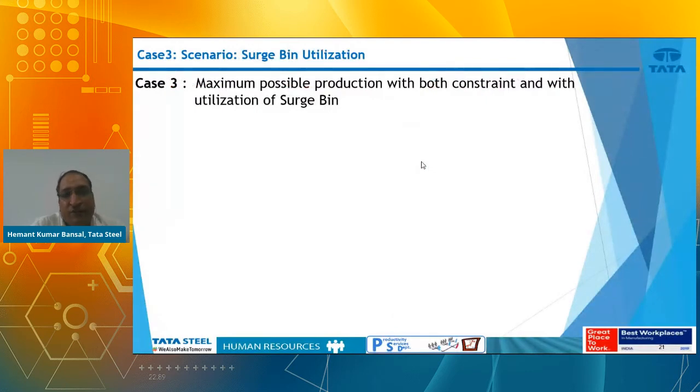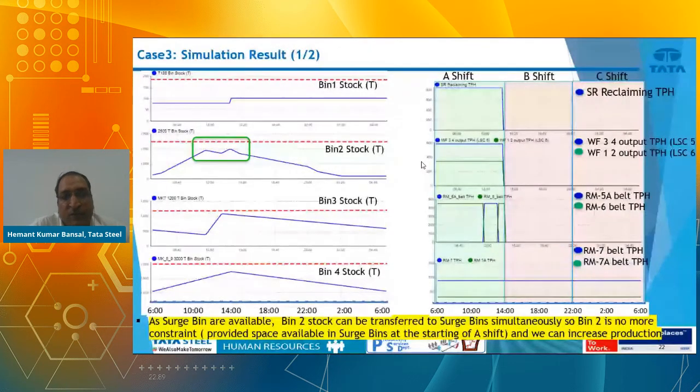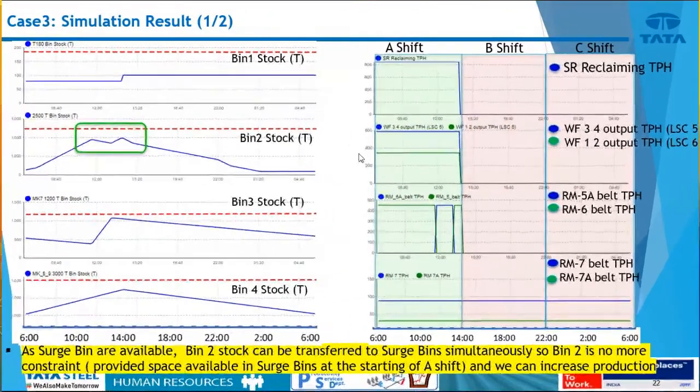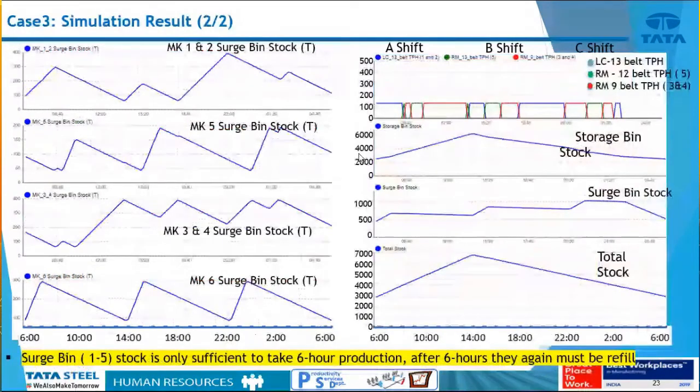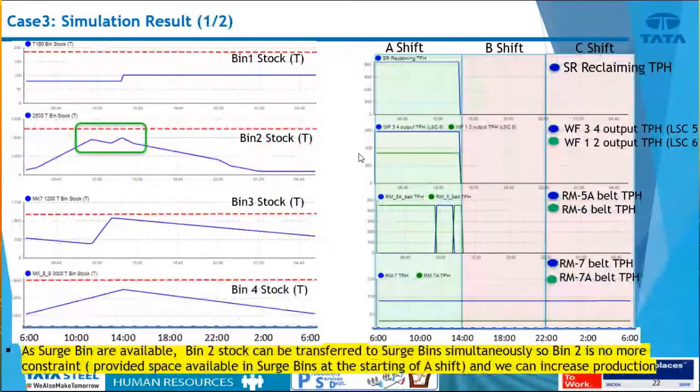Okay, what will be the effect of surge bin utilization in the circuit? Here we can see that with the use of surge bin utilization, the bin 2 constraint can be released, and it will not be required further. In that case, we have taken the surge bin stock at the 20% level only, so there is space, and reclaiming material can be stored in the surge bin. So bin 2 will no longer be a constraint, and the 600 TPH constraint will still be there.